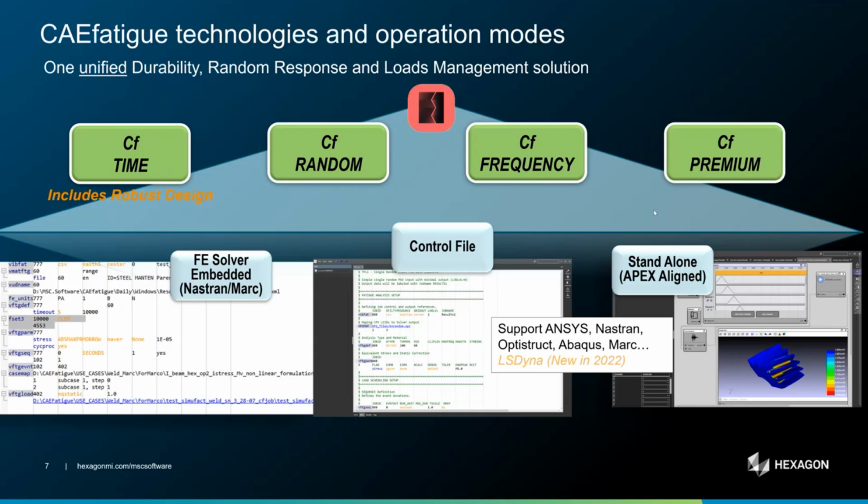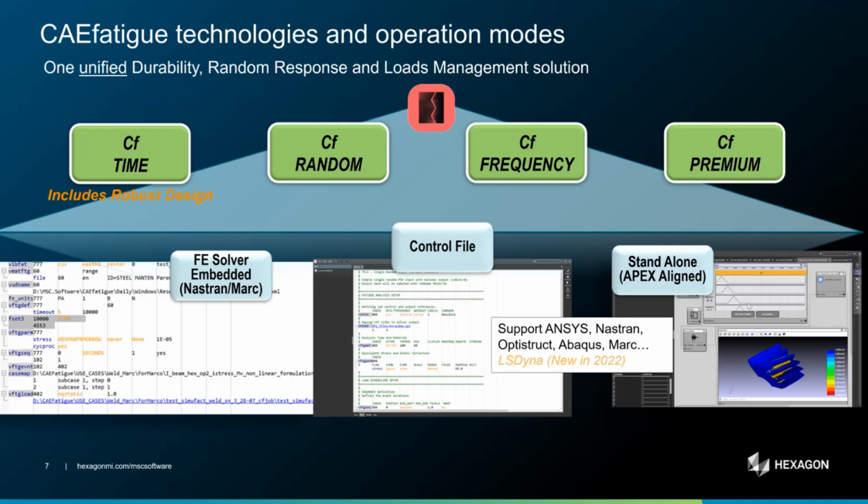And when it comes to the look and feel, you can operate CAEfatigue in 3 different ways. In the middle, you see the control file. We have a control file, an input file that you can run, and that's something that can always be done. But typically you don't want to create an ASCII file by hand. So we have an interactive GUI, extremely powerful, multi-tab.